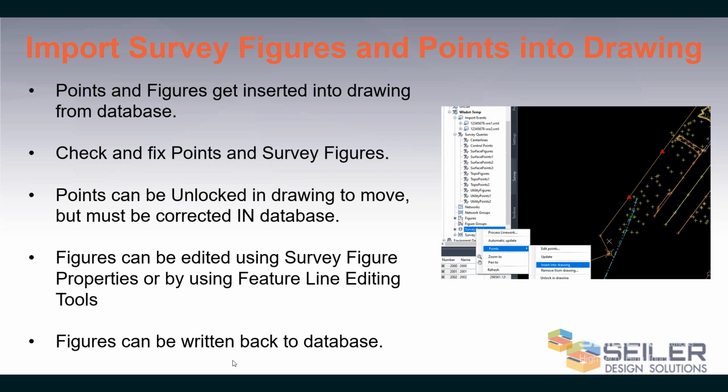Points can be unlocked in the drawing to move, but the points are tied to the survey database. If you unlock them and move them in the drawing, all you're doing is modifying the drawing. If I was to re-import my points from the survey database, it'll fix those points and put them right back to where they were, okay? So they must be corrected in the database.